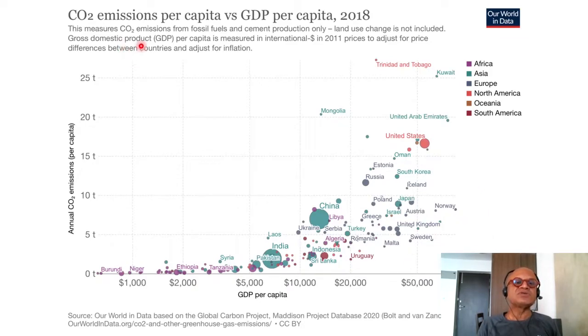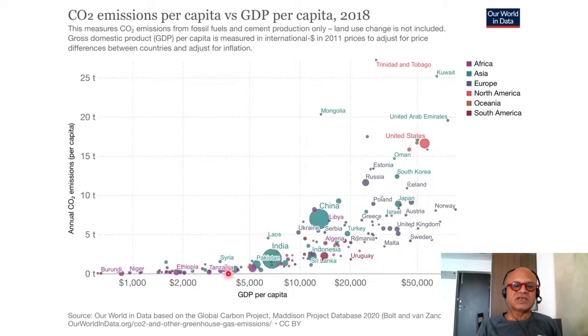So this measures CO2 emissions from fossil fuels and cement production only. Land use change is not included. GDP per capita is measured in international dollars in 2011 prices to adjust for price differences between countries and adjust for inflation. So in general, higher GDP comes with higher annual emissions per capita.